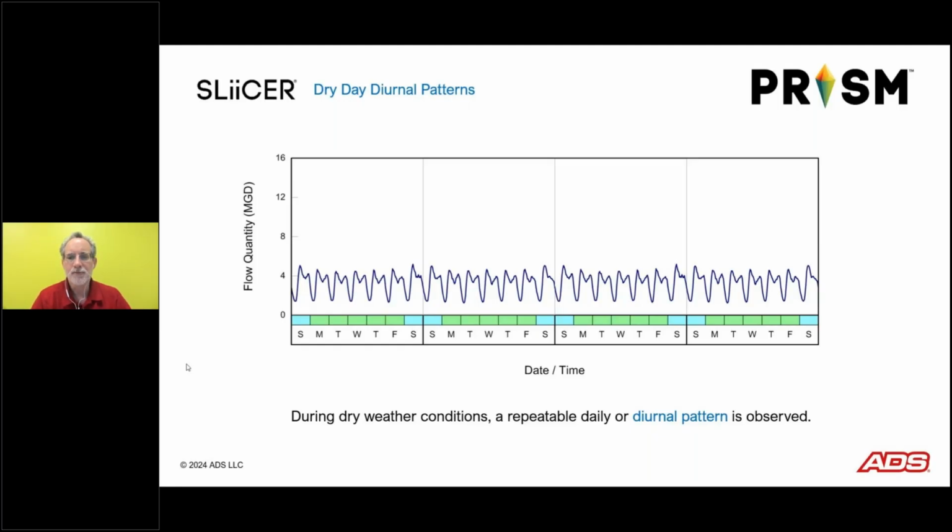So this happens to be from a flow monitor in Southern California, and it happened in a period of time where they did not get any rainfall. So you can see this pattern is very consistent. So this is what we call a repeatable daily or a diurnal pattern. And you'll notice I've got weekdays and weekends marked on this graph as well. So the weekdays are in green, the Saturdays and Sundays, the weekends, are shown in blue.